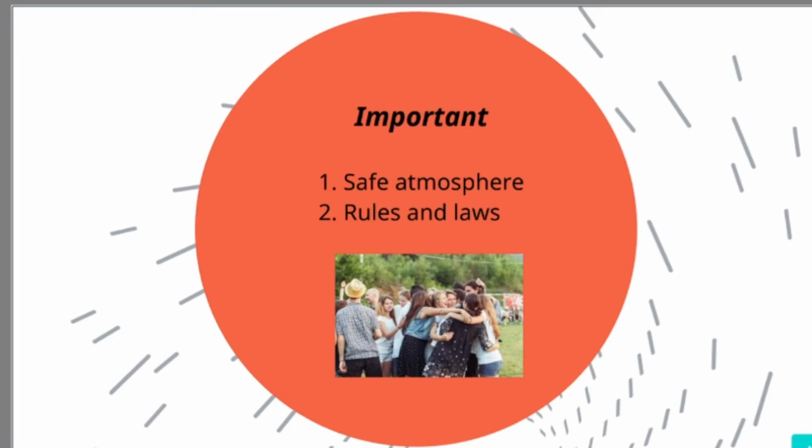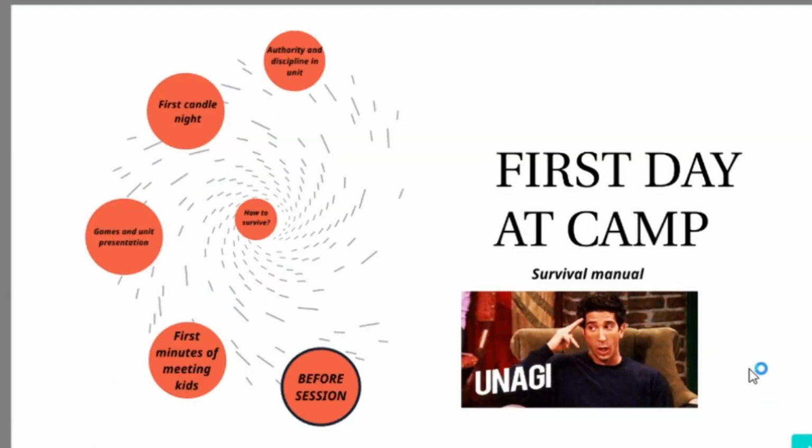kids are trying you and your borders. It's important not to show your weakness and to make them know what is good for you and what is not. So, these first steps before session, first minutes of meeting kids, games and unit presentation, and first candle night, using these four steps, you can create a good atmosphere at the unit with your kids and your counselors.